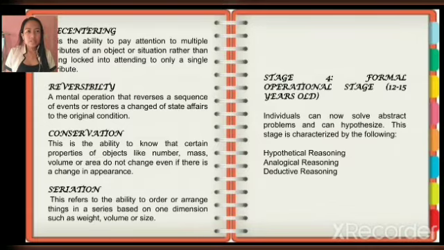So now let's proceed to the last stage, stage 4, the formal operational stage, ranging from 12 to 15 years old and so on. So here, individuals can now solve abstract problems and can hypothesize. This stage is characterized by the following: the hypothetical reasoning, analogical reasoning, and the deductive reasoning.